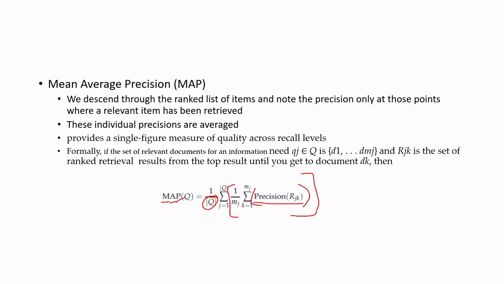So the advantage of this is we are taking into consideration the ranks of the relevant documents, and also after computing the values we get a single number with which we can compare, say, different information retrieval systems. So that is the advantage.